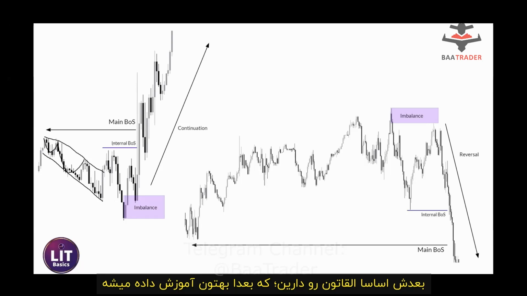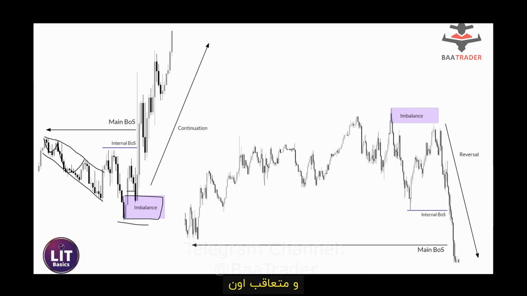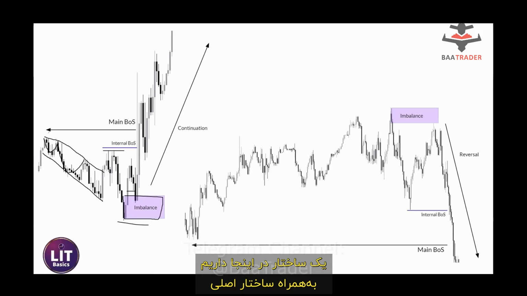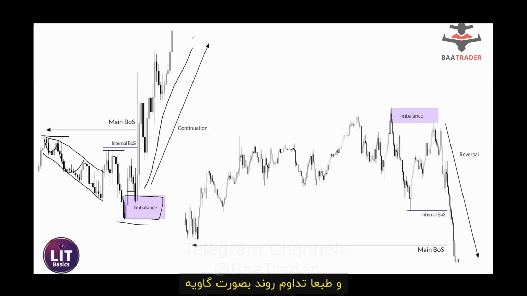Then we essentially have, of course, as you'll be taught later, your inducement, and then of course an imbalance over here into a POI in the purple box we have here. And upon that we have an internal structure here as well as the main structure. So everything in between is your internal structures, and then of course the continuation bullish.